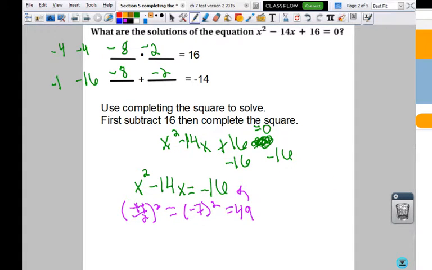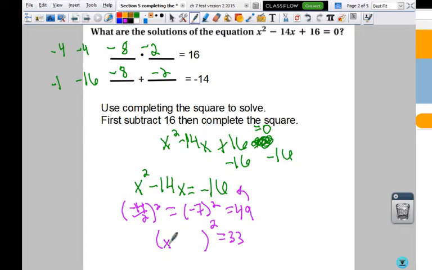So I'm going to add these together, and I'm going to get 33. Then I'm going to use my shortcut, which says I got my x squared here.